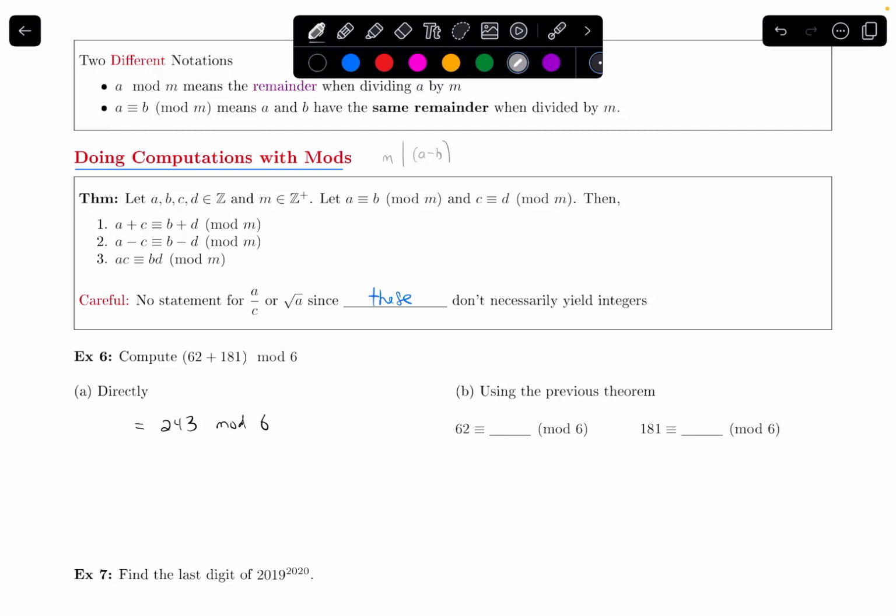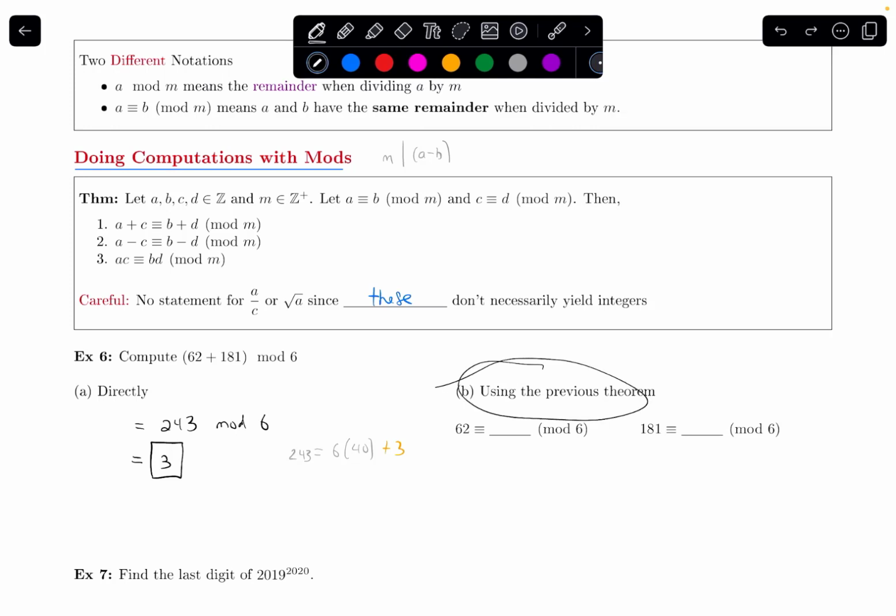Well, I could work this out. 6 multiplied by 40 gets me to 240, and I'd have to add 3 to get to 243. So what that means is the remainder is just 3. I might have to think about this a little bit. I had worked it ahead of time, which is why I could do it more quickly here. So what's another way I could have worked this out?